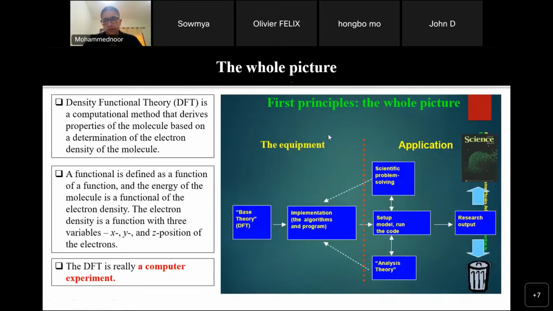All right. So in doing so, we define DFT. It is the density functional theory. It is a branch of quantum chemical calculations. So to run the calculations, we need the algorithm, which is the software basically. We need the machine. Then we need to look into the application. So what the DFT does, it predicts the properties of the molecule based on the determination of the electron density.